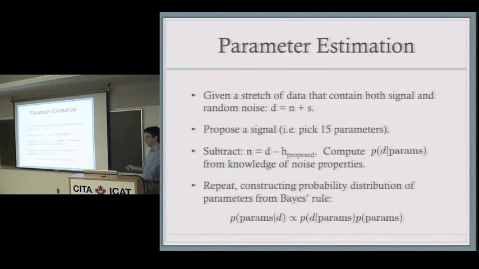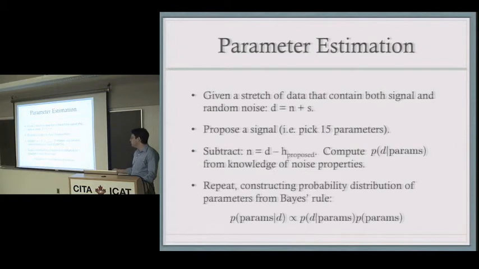That's not completely true, but we can pretend. So we can compute then, for that choice of parameters, what is the probability, the likelihood, if you like the terminology, what is the probability we would get the data we saw? And that is based totally on the statistical properties we expect for the noise. And then we repeat this over and over again, building up a full probability distribution in the 15-dimensional parameter space using Bayes' rule to relate the likelihood to the posterior.